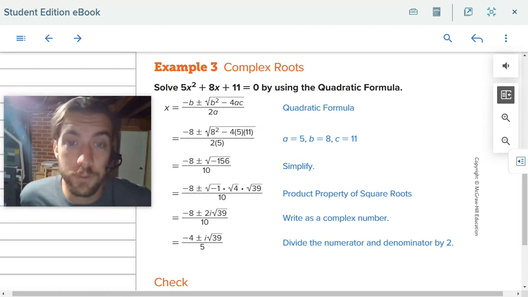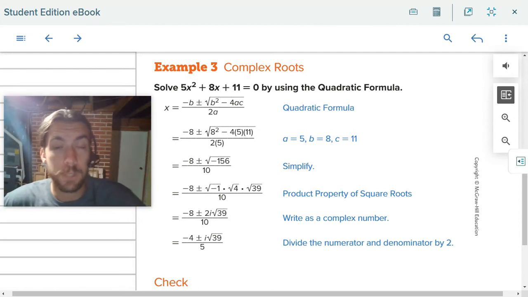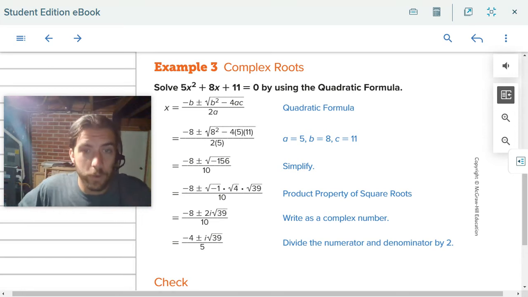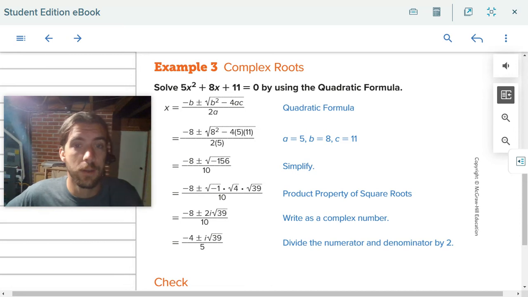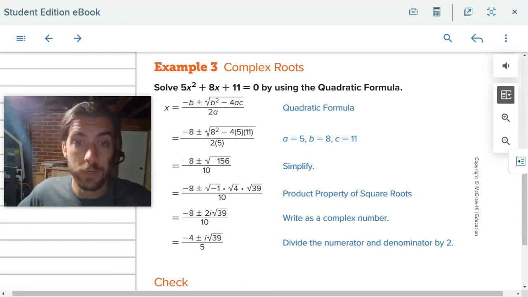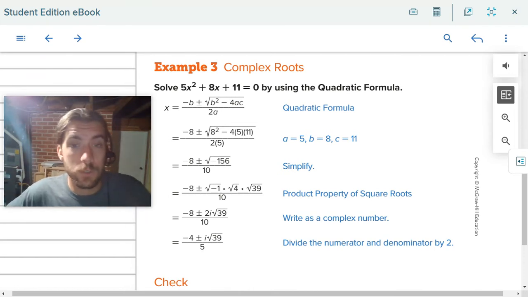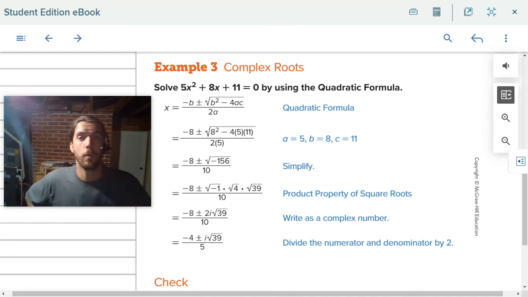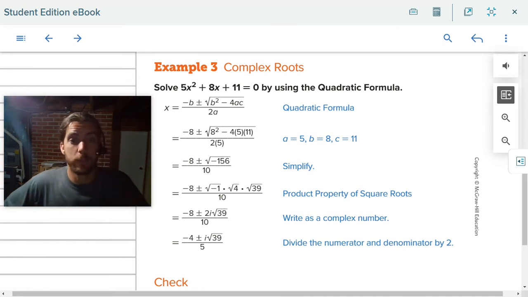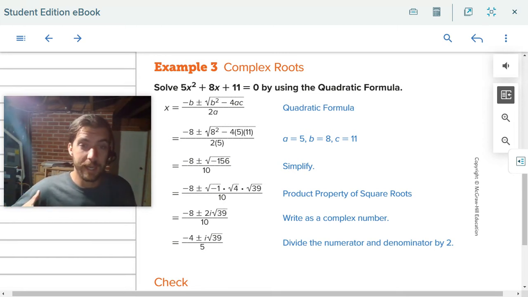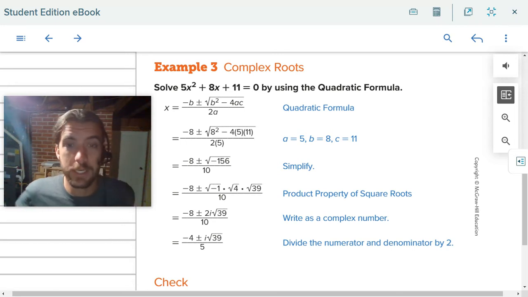So first of all, simply enough, we just plug in our values like we've been doing. So if we walk our way down to that third line where things simplify to -8 plus or minus the square root of -156 all over 10, we end up with a situation with a negative square root. Now, since we've already looked at complex numbers, we know what to do with a negative square root. We can break that into its factors, one of which is the square root of -1, which we define as that letter i, the imaginary number.